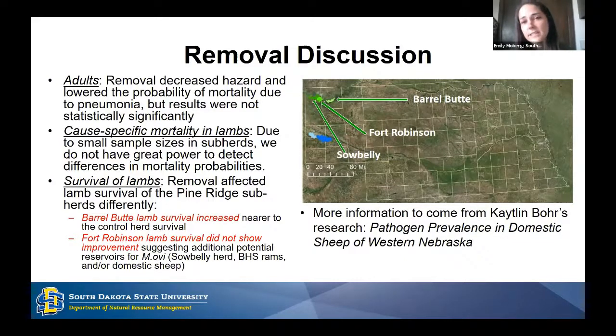And also our study didn't look at any rams, but they could easily be going back and forth between Sow Belly and Fort Robinson, or there's also always a possibility of domestic sheep interactions. And we do have another grad student at SDSU, Caitlin Bohr, who's investigating more of the domestic sheep pathogen prevalence in Nebraska. So really exciting news to come from her too.